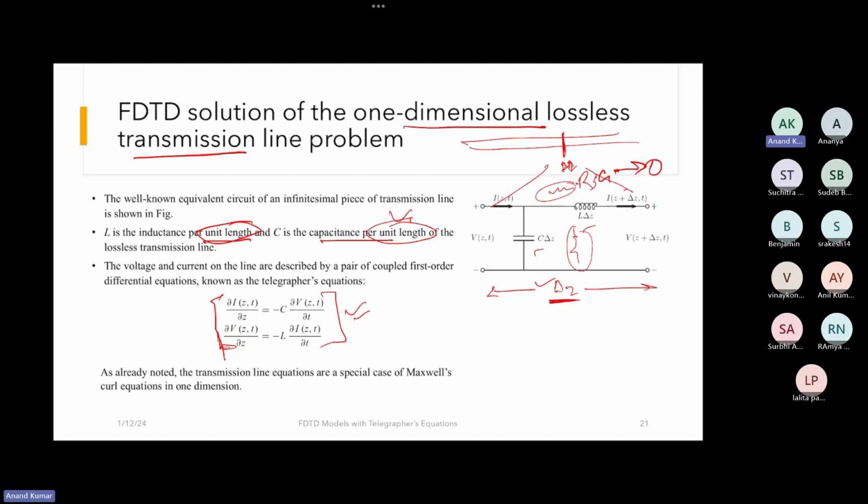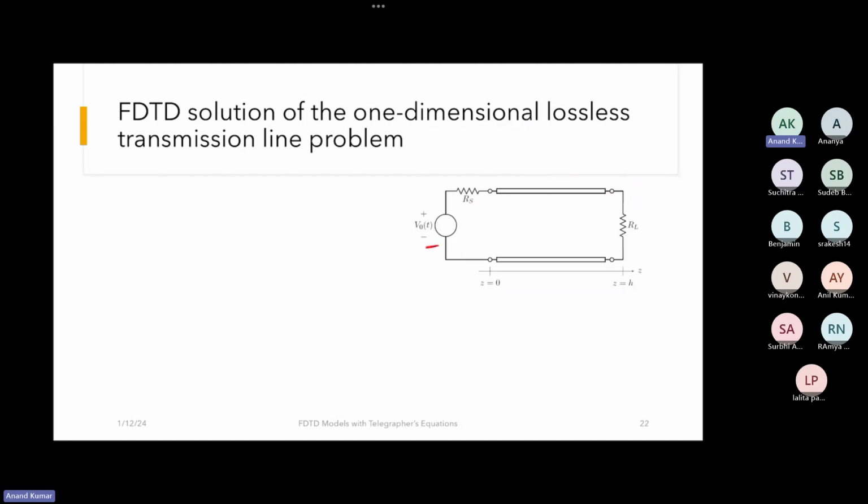And it should be noted that these are a special case of Maxwell's equations. So whatever things we are trying to solve using current and voltage over here can be also applied for magnetic and electric fields. The first transmission line problem that we'll be solving will involve a generator, source resistance, your transmission line, which will have an impedance maybe Z0, and we'll have a load resistance.